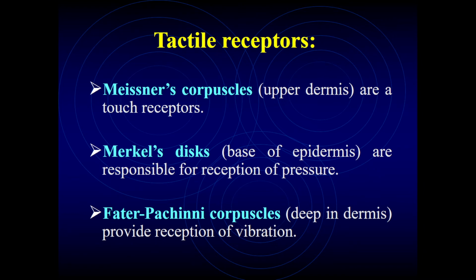Merkel's disc, located in the base of the epidermis, is responsible for the reception of pressure. Vater-Pacinian corpuscles, in the deep dermis, provide reception of vibration.